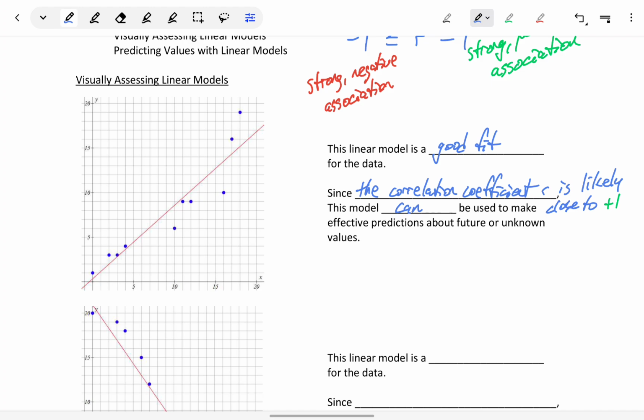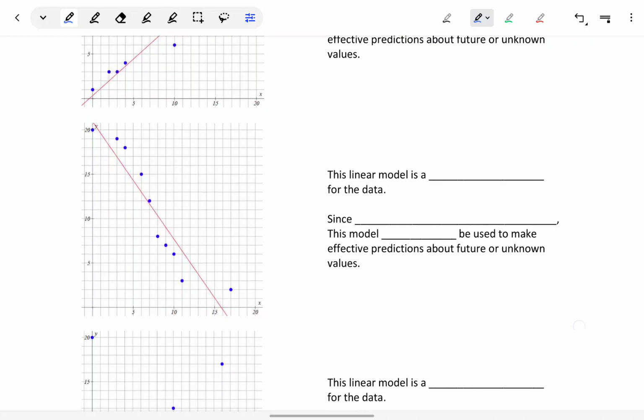There really is more that would go into that process of validating this statement, but we're going to look at this sort of simple approach for now. For the purposes of our class, if we see a good fit for the data, then our linear model can be used to make effective predictions about future or unknown values.